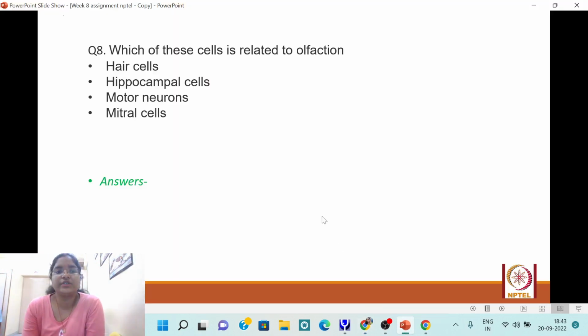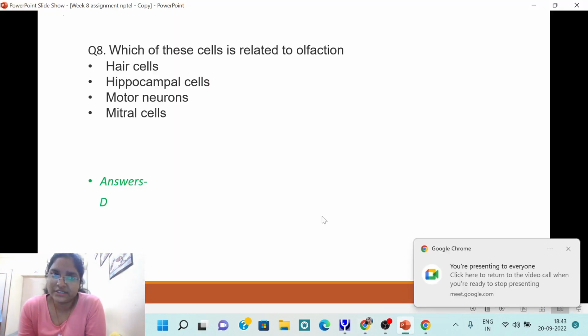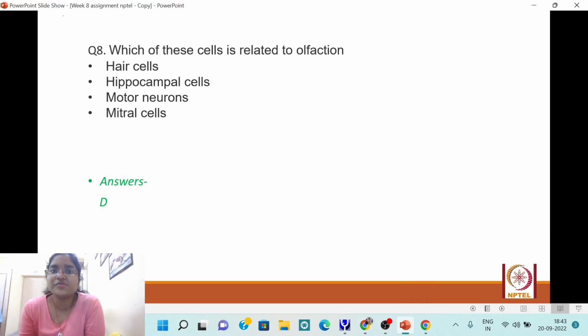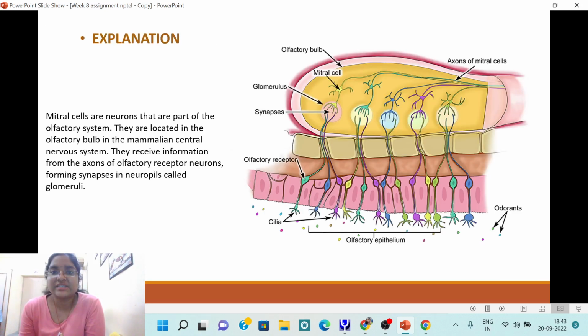Okay, we'll see what is the correct answer. The correct answer is D, mitral cells. Hair cells, we already saw, are present in the ear. Hippocampal cells and motor neurons are present in the brain, but they are not involved in olfaction. Mitral cells are the ones present in the olfactory bulb in our nose and nervous system that is required for smell, right?